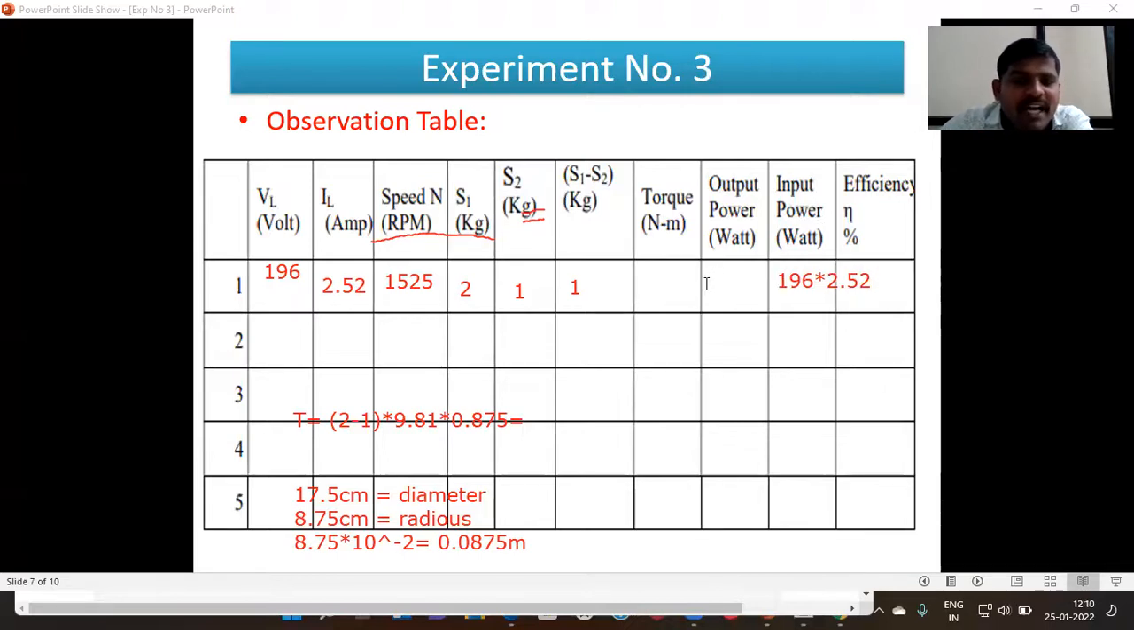याचं multiplication is nothing but input power. Output power formula वरून calculate होईल 2 pi nt divided by 60 वरून. Input power it will be calculated by 196 into 2.52. After that, efficiency it can be calculated that output power divided by input into 100. याच्यावरून efficiency calculate करता येईल. Okay, and after that all of you plot the graph of all these 5 reading.